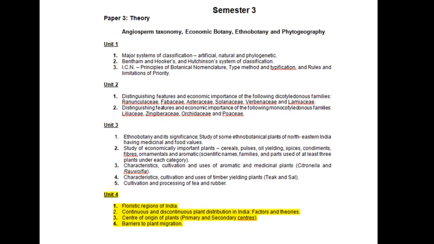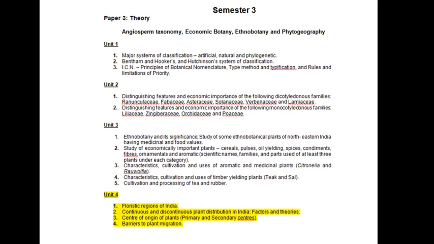There are 4 different topics in unit 4. Just have a look at the topics here. Floristic regions of India will be the first topic that we'll discuss, followed by the second, then I will go to the third one, center of origin of plants, primary and secondary centers. Then we'll discuss barriers to plant migration, and topic number 2 will be the last topic that we'll discuss in our online classes.